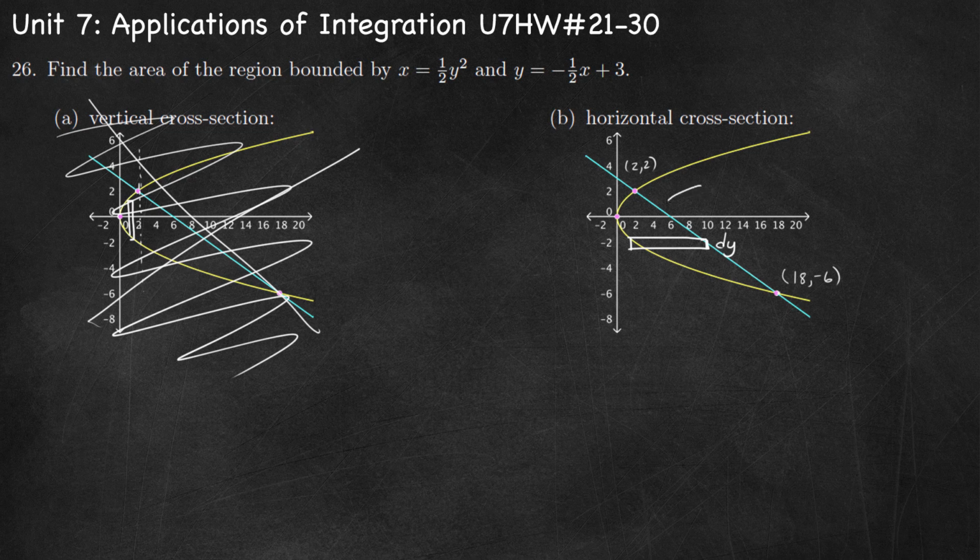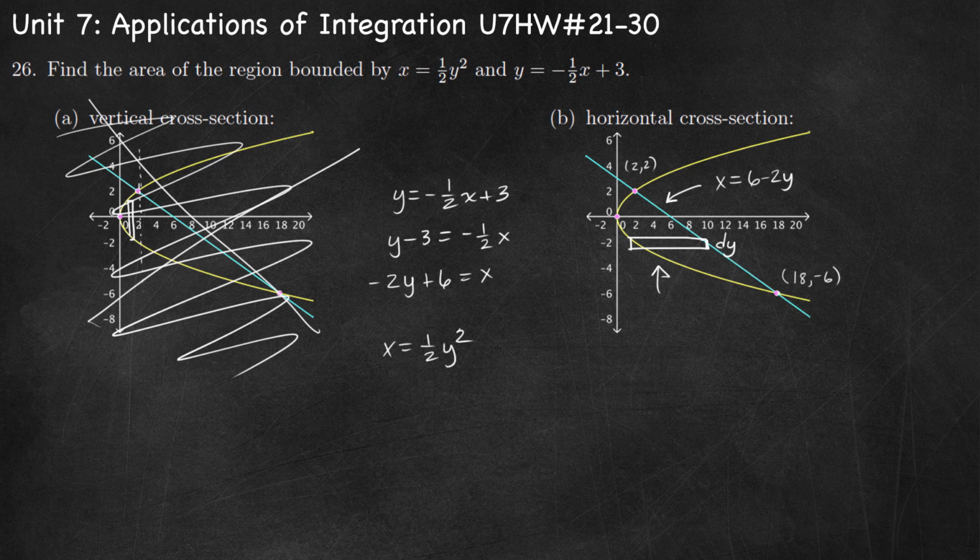Okay, then we want to label our functions. So the blue one on the right is going to be the linear one. That's y equals negative 1/2 x plus 3. We need to solve that for x. So if y equals negative 1/2 x plus 3, then y minus 3 equals negative 1/2 x. And if I multiply everything by negative 2, negative 2y plus 6 equals x. So x equals 6 minus 2y. And then the yellow function, that's my x equals 1/2 y squared. And that one already is solved for x. Okay, so we're good to go there.